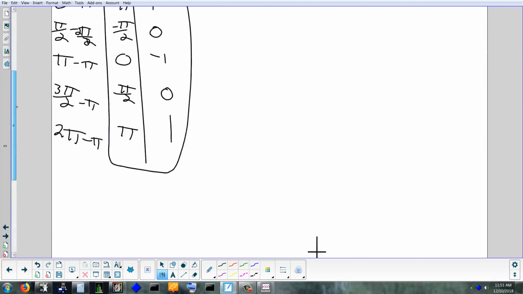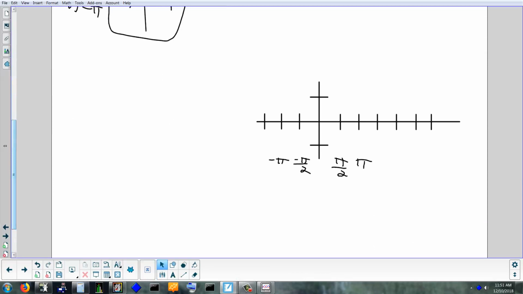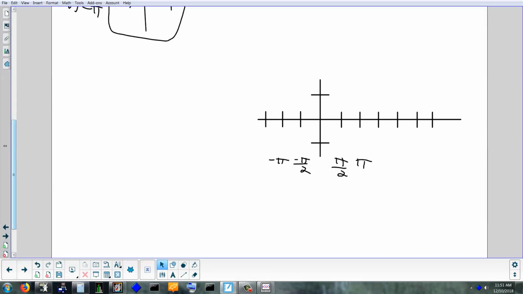All right, so this time I'm going to put negative pi right there. That's like negative 180. And I should move those labels down, which I will after. That's negative 90. 0 I don't need to label, that's the axis. Pi over 2 is 90, and then pi is 180. Good enough.